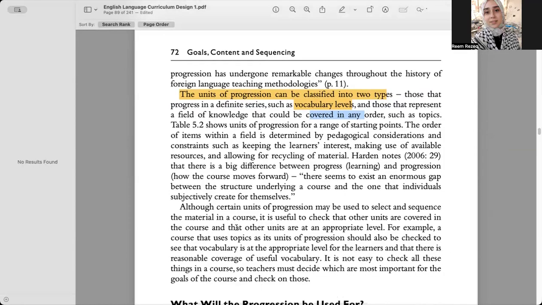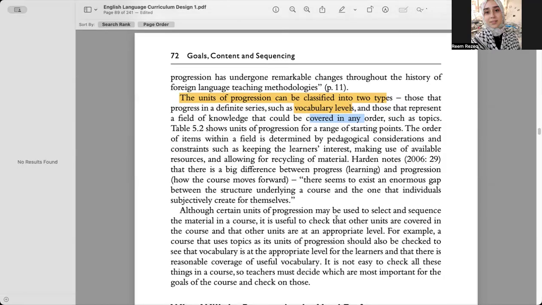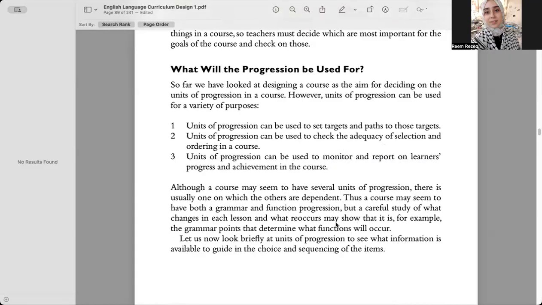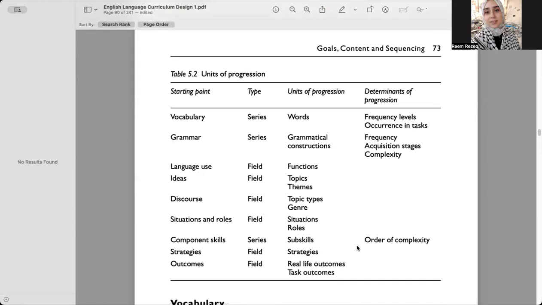Progressions. So here we have to say that there seems to exist an enormous gap between the structure underlying a course and that which an individual subject could create for themselves. So what will the progression be used for? The unit of progression can set target paths to those target units. Progression can check adequacy, and also can be used for monitoring and reporting.